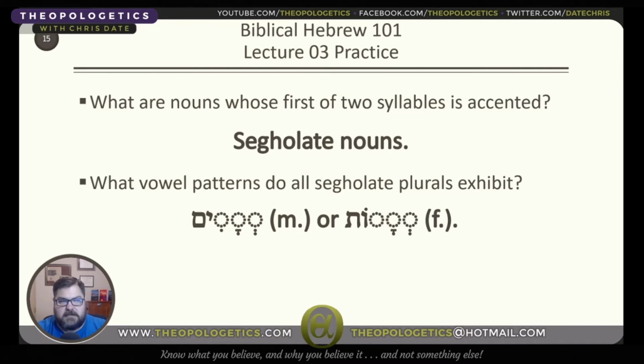Whereas all feminine plural Segholates have the pattern ot, where the first syllable is a shava, the second is a kametz, and the third is the third vowel following the third radical is holam vav, and then taf, the characteristic feminine plural ending.